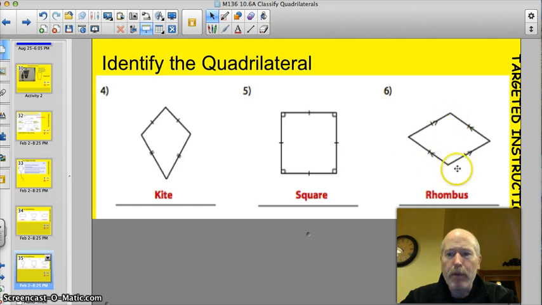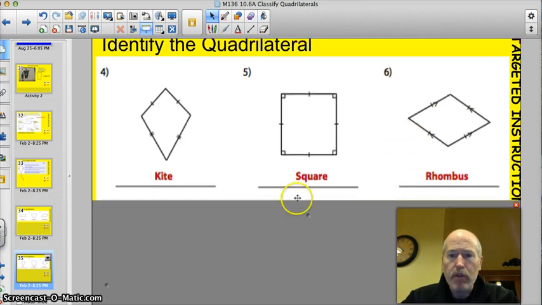Some people confuse this for a kite, but a kite has two sets of sides that are the same length and they're adjacent. See, this is two ticks, which shows that this side is a different length than this side. Here, they all have one little tick showing that all those sides are equal in length. That's the difference. So don't let that one throw you.